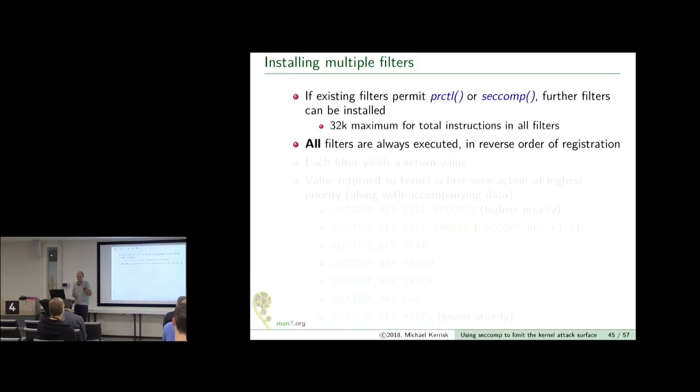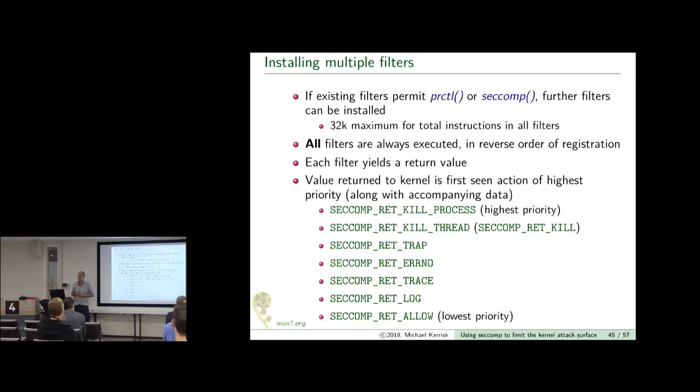Now, if you've got some existing filters that allow you to use prctl or seccomp, you can add further filters that further restrict what the program can do. You can have an arbitrary number of filters, but the total number of instructions in all the filters is 32K. And when a system call is made, all of the filters are executed in reverse order of registration.